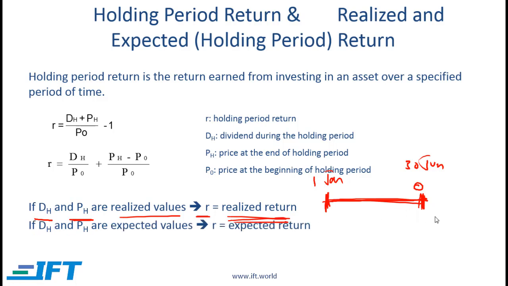On the other hand, if you are sitting here at time 0 and over the next 6 months, which is your next holding period, you expect a certain dividend called DH and you expect a certain capital gain, then the yield that you expect over this holding period will be referred to as the expected holding period return.